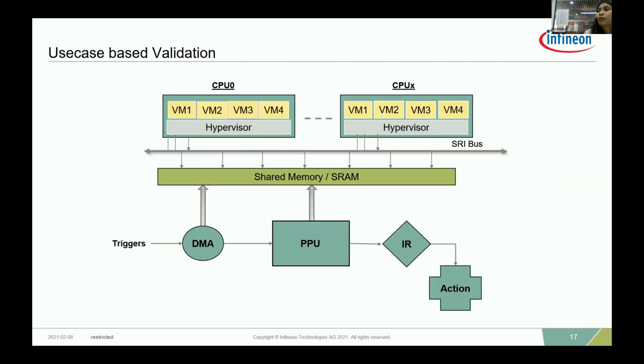This is the total block diagram of our framework. We have a hypervisor with 4 virtual machines in it. We have the DMA IP, the PPU IP, the interrupt router, and so on.